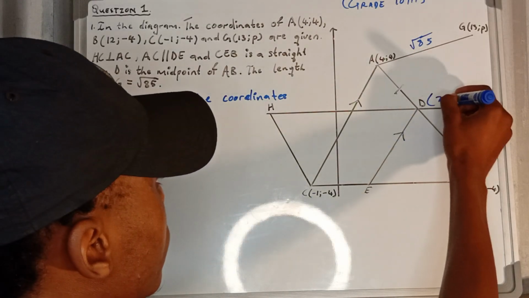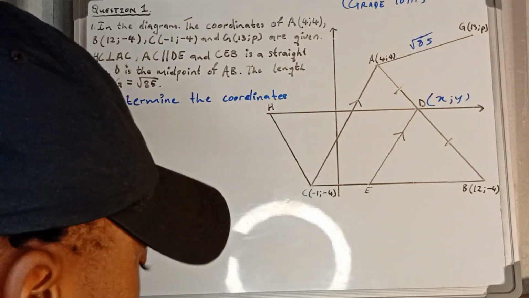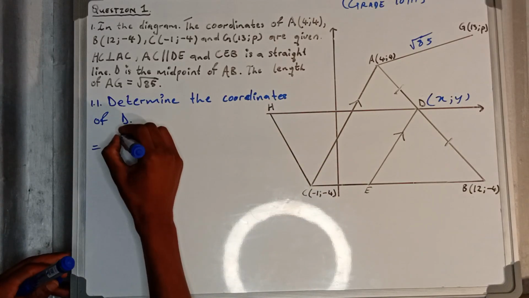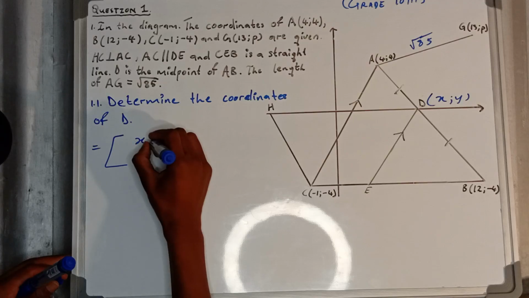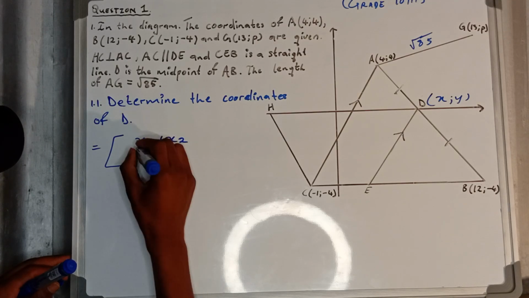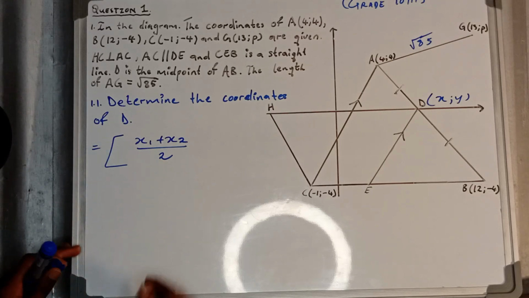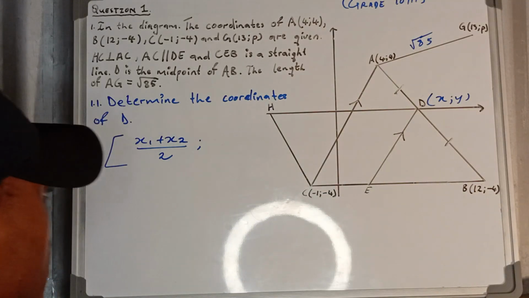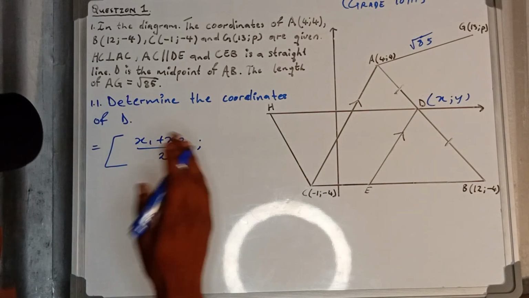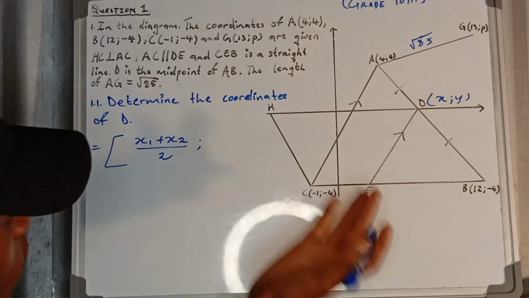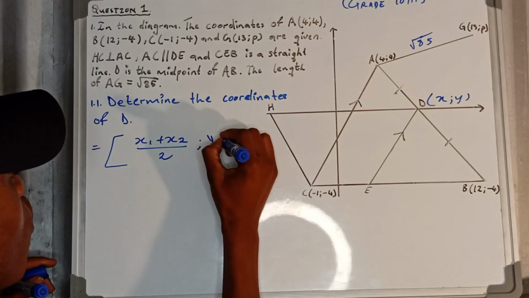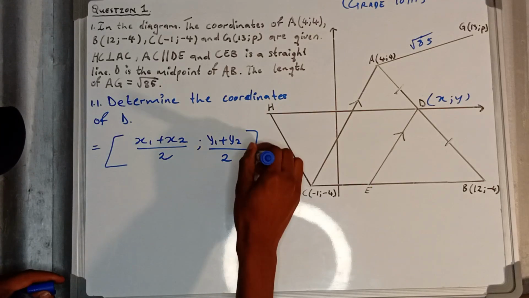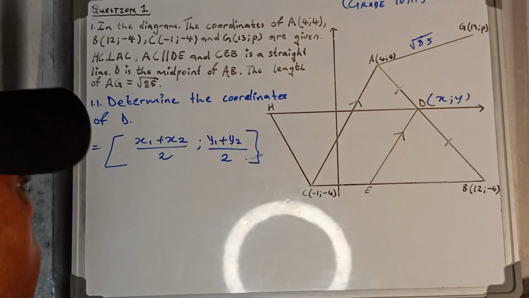That will be x and y, which are the midpoints. So by determining the coordinates, we remember that it will be (x1 plus x2) divided by 2. I know some of you use xA and xB. Even if you do that one, it's fine. Then y1 plus y2 divided by 2. That is the formula for the midpoint.